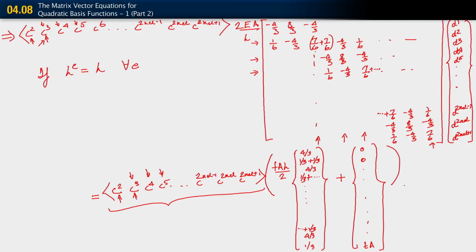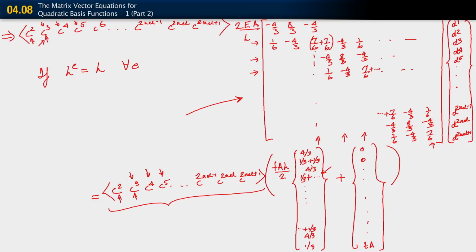Now if we go back and look at the matrix that we have on the left-hand side here, we add up the terms that needed to be added. Likewise, we add up the terms that need to be added here. We end up with a matrix vector problem.